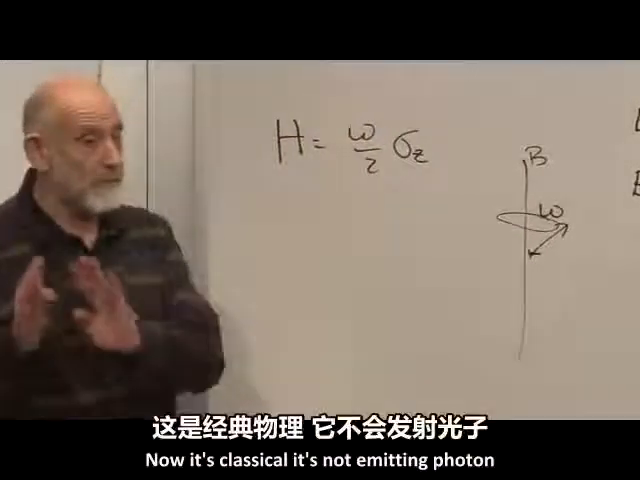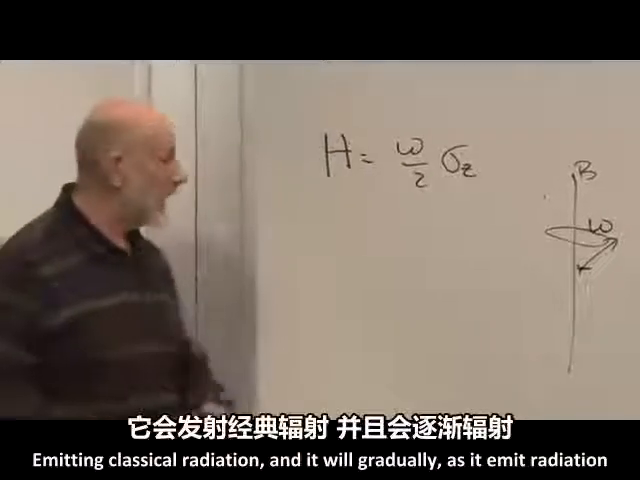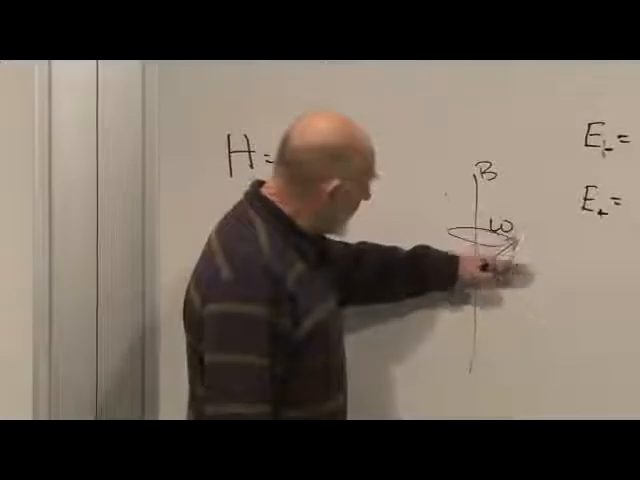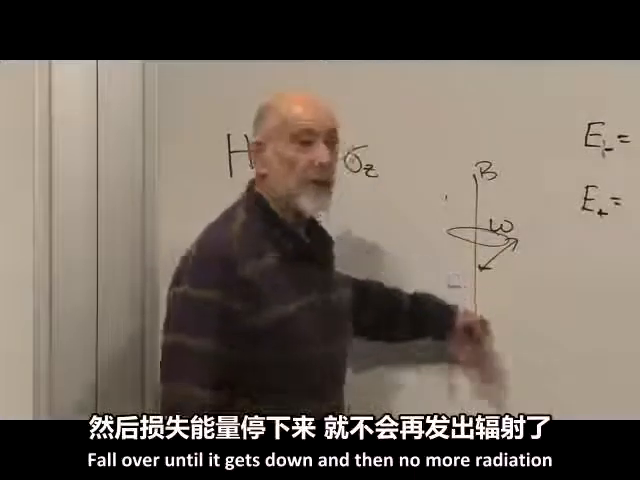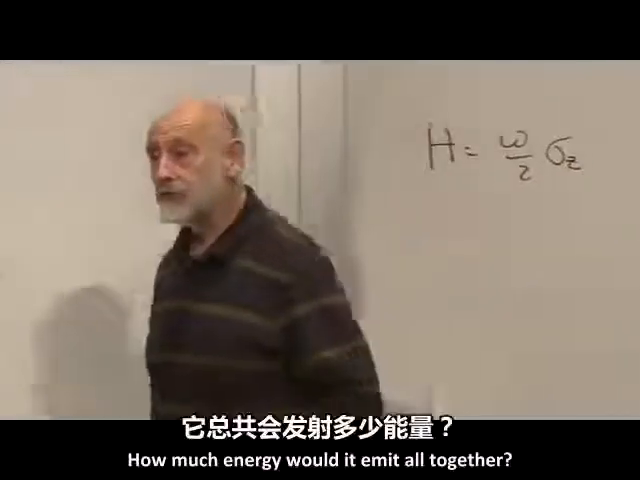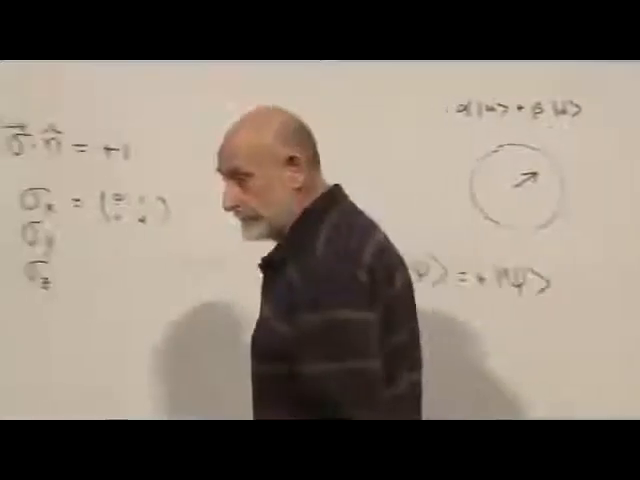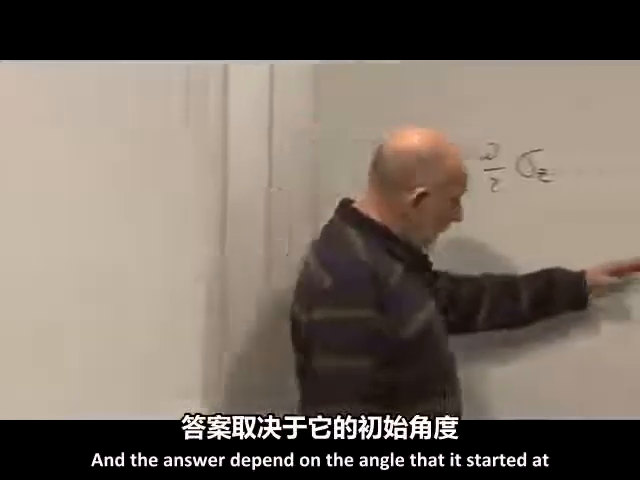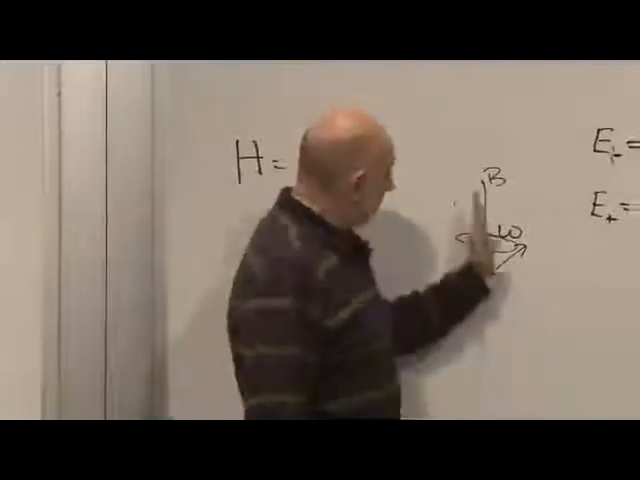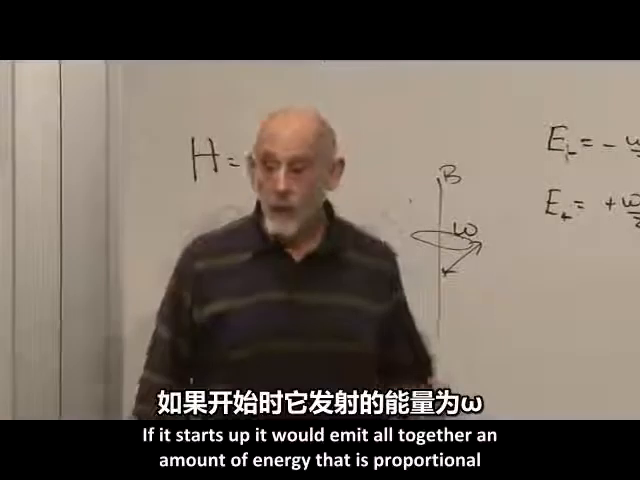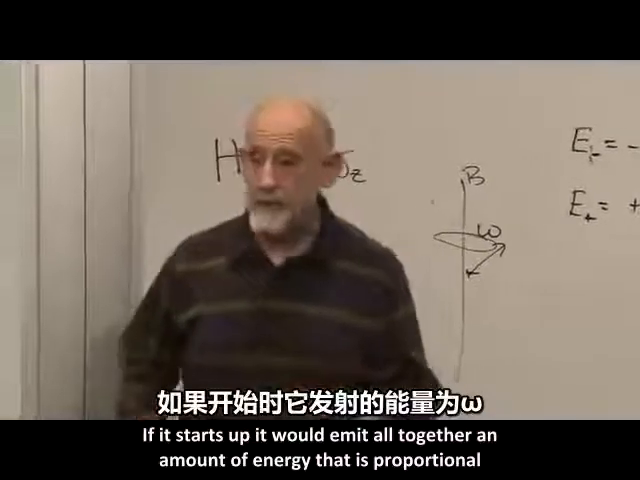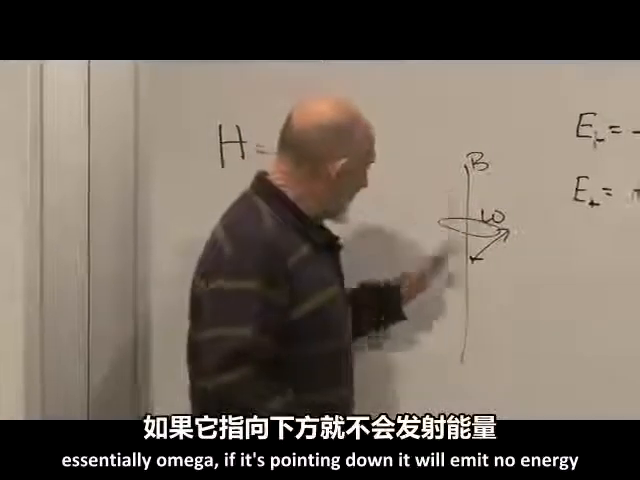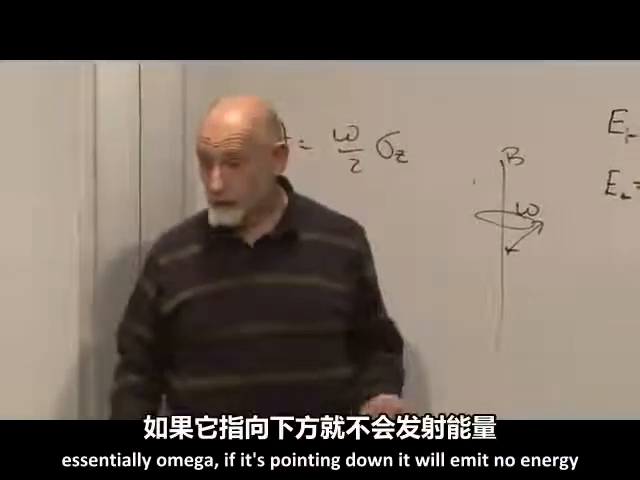Now, it's classical. It's not emitting photons. It's emitting classical radiation. And it will gradually, as it emits radiation, fall over until it gets down, and then no more radiation. How much energy will it emit altogether? And the answer depends on the angle that it started at. If it starts up, it will emit altogether an amount of energy that's proportional, essentially, to omega. If it's pointing down, it will emit no energy.